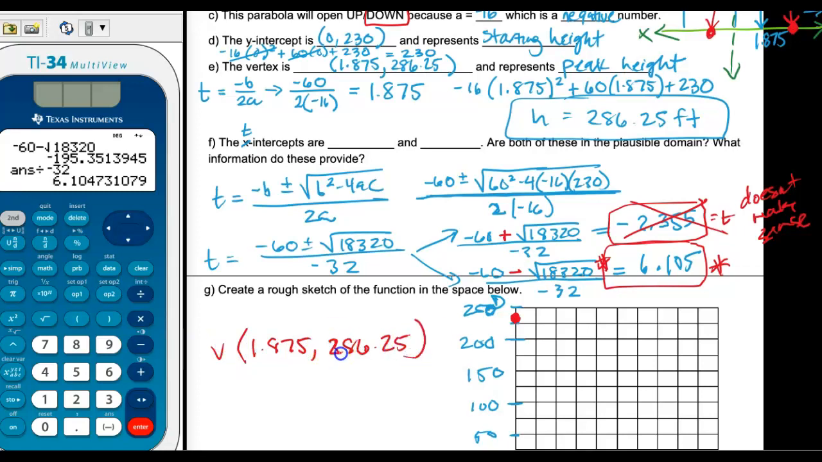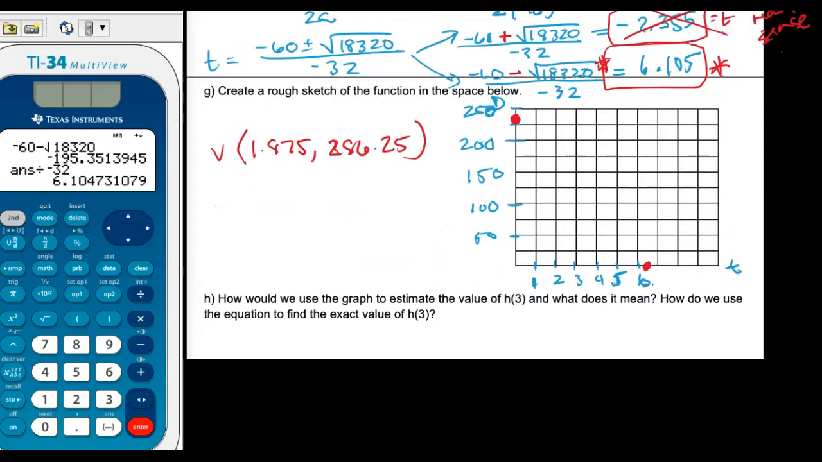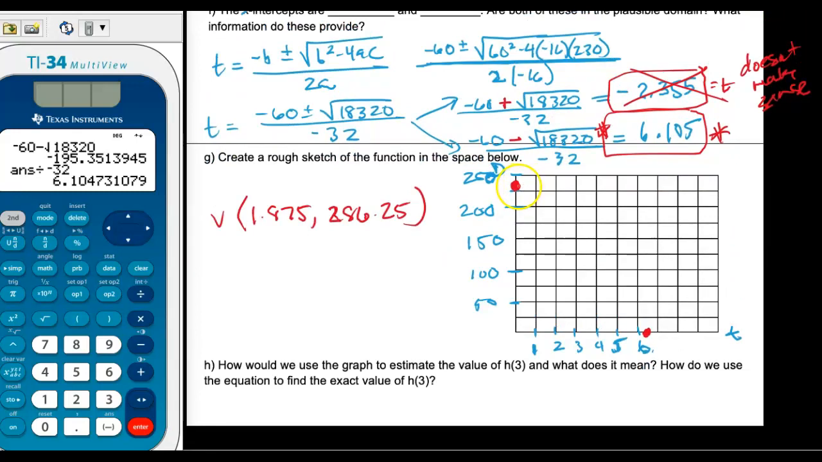286.25. Okay, so what I'm noticing here is the way I labeled my d-axis, I'm not going to be able to fit the vertex. So you know what, let's do this. I'm going to just redo this real quick, real life math here. And so what I'll do is I'll make each of these 50. So I'll go up, we'll say this is 50, this is 100, this is 150, 200, 250, 300. Okay, little squish, but that's okay. At least it all fits.